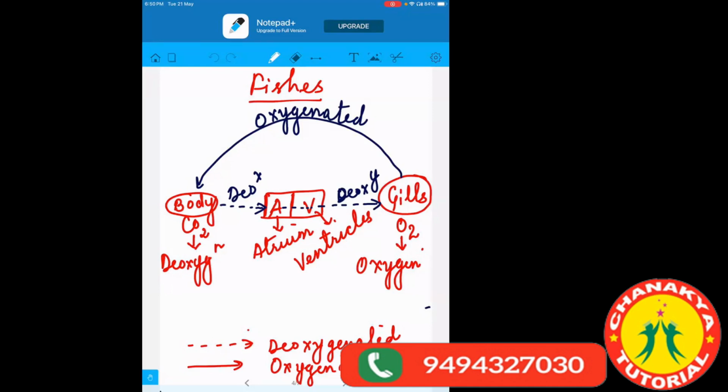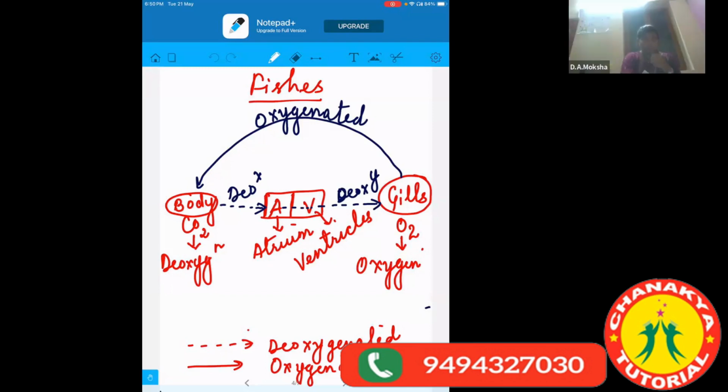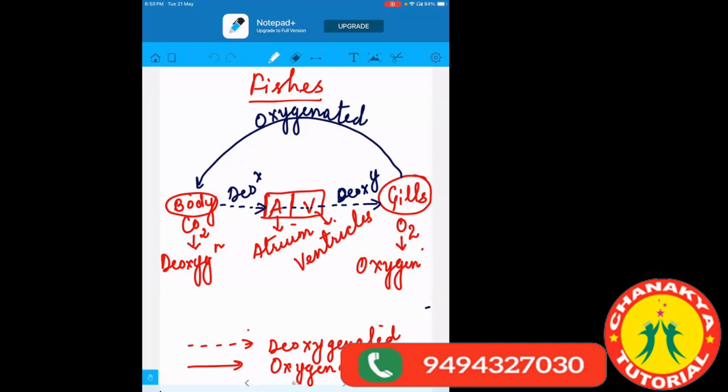Have you done this page, children? No, ma'am. Okay, do it. And it is not DO, it is deoxygenated, children. I have written it in a short way. Don't write it DO, write deoxygenated.